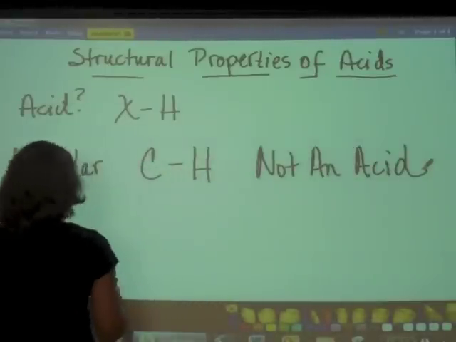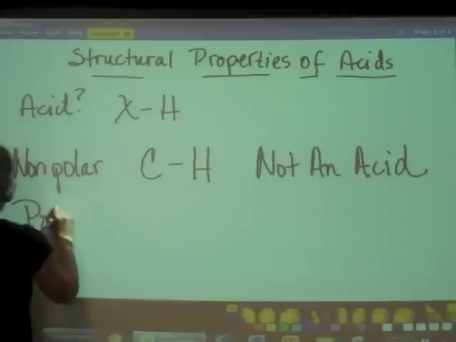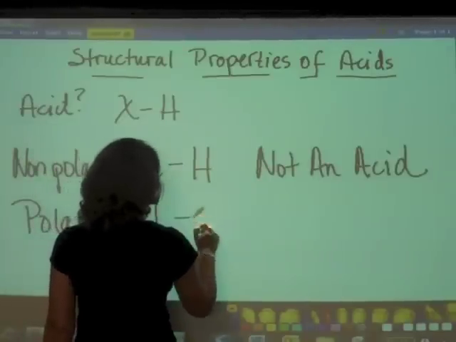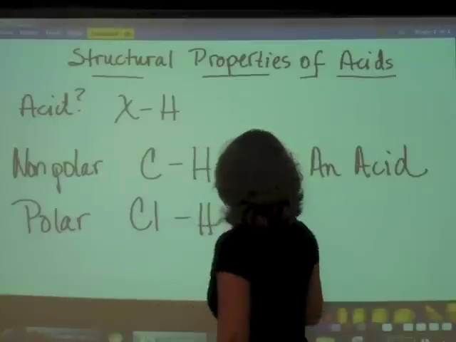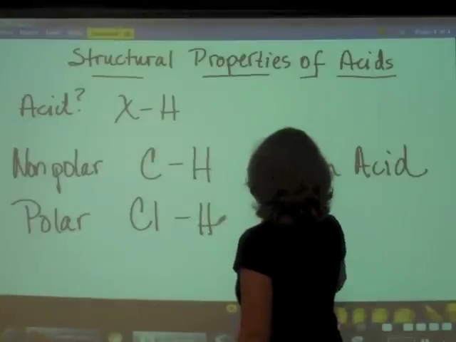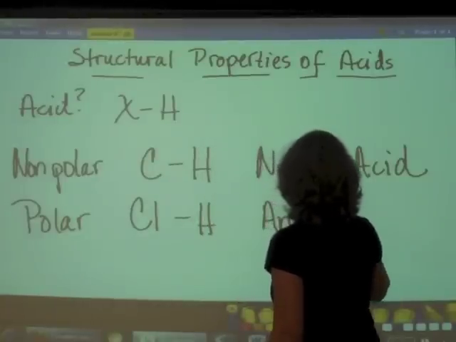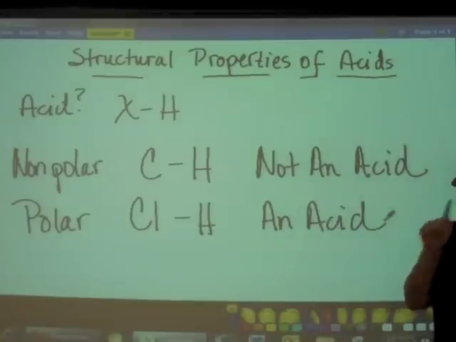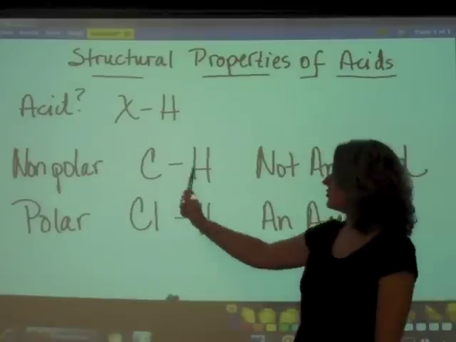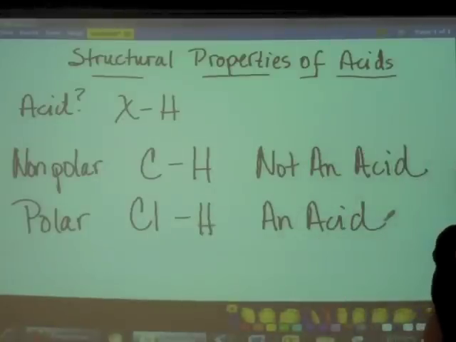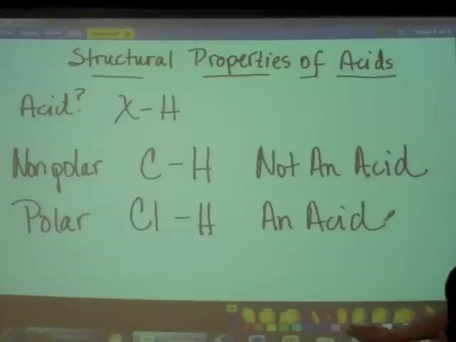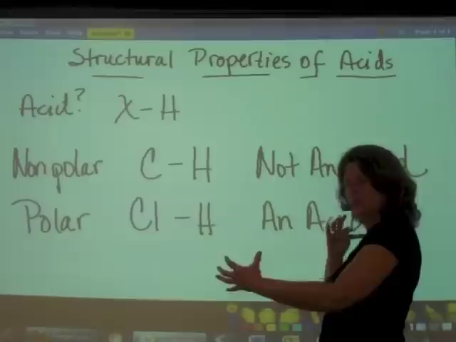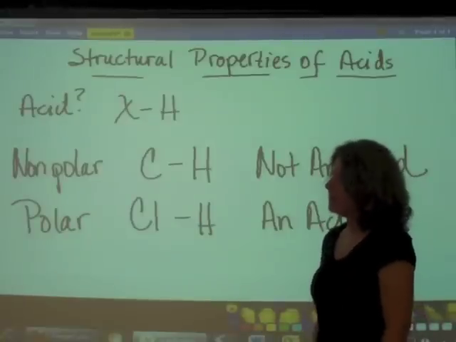But if it's a polar bond, like chlorine and hydrogen, it is, yes, an acid. Okay, so the bond between the hydrogen and whatever it's bonded to has got to be polar. And then that hydrogen is able to dissociate or ionize in solution.